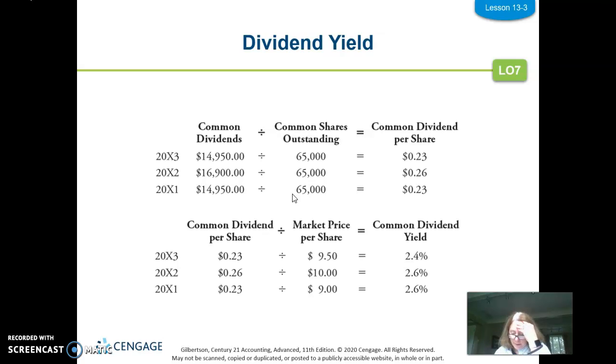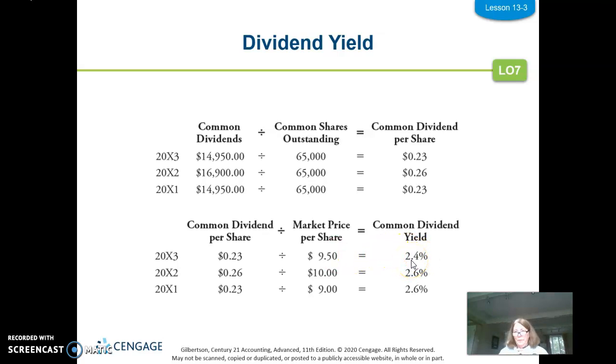And how is it calculated? Here it is. So this information is coming from the statement of stockholders' equity. We take common dividends divided by common shares outstanding, which again does not have treasury stock, does not have assumed conversion of anything. So just outstanding shares to get common dividend per share. I do that for every year. I can also get an actual yield percentage, which is better for most people. So I would take that 23 cents I did in X3 divided by the market price per share, which again is coming from the Wall Street Journal or Yahoo Finance, somewhere like that, and I would get 2.4%.